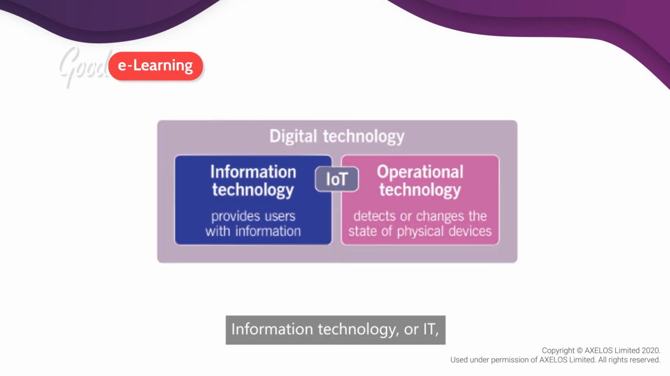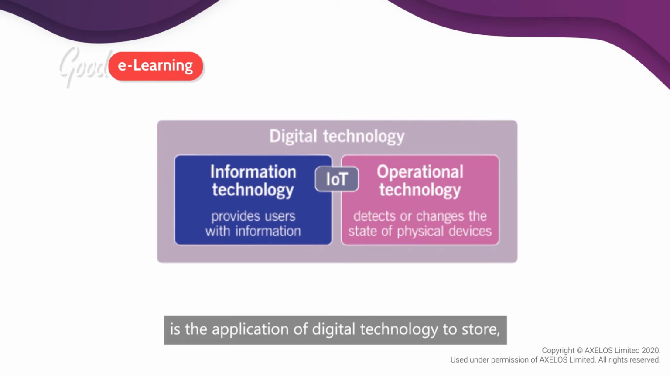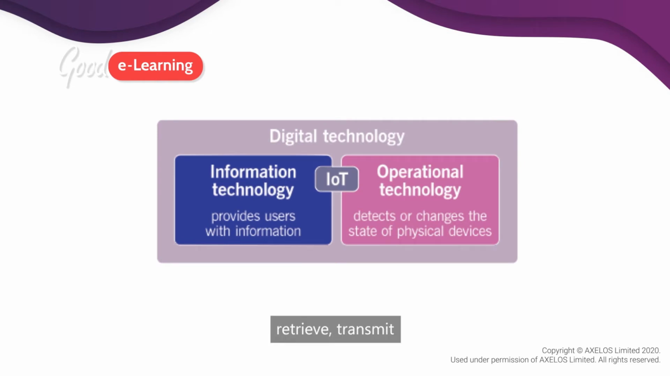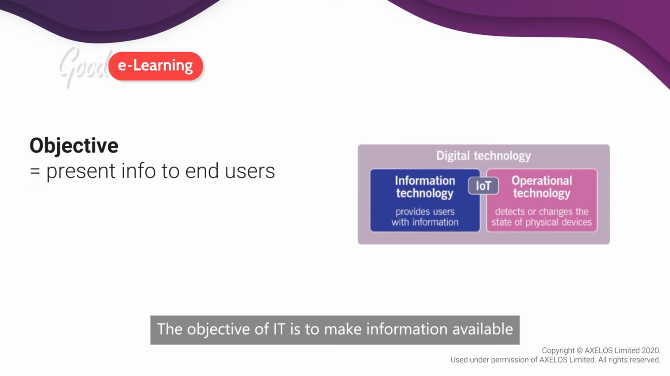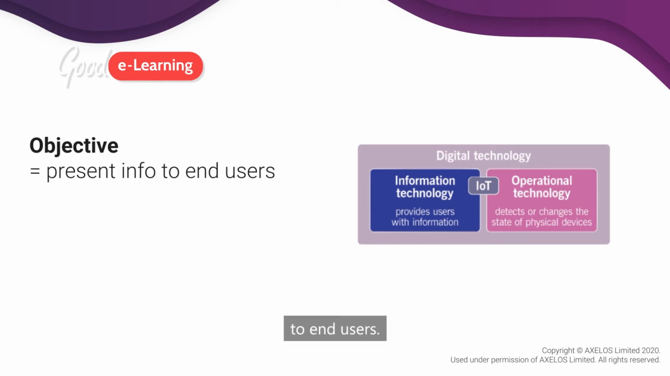Information technology, or IT, is the application of digital technology to store, retrieve, transmit, and manipulate data, often in the context of a business or other kind of organization. The objective of IT is to make information available to end users.